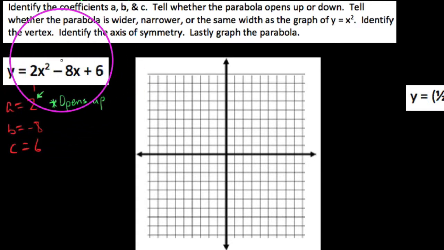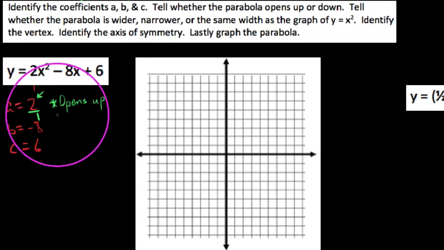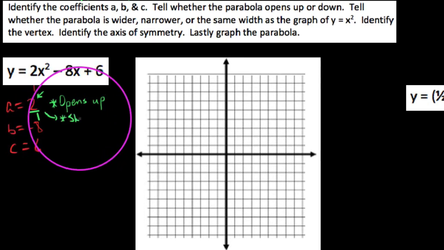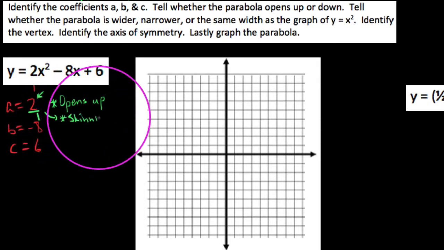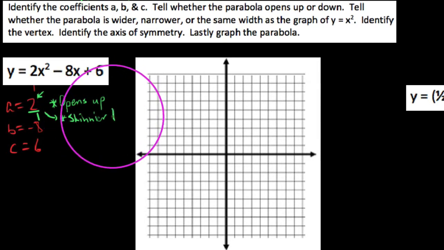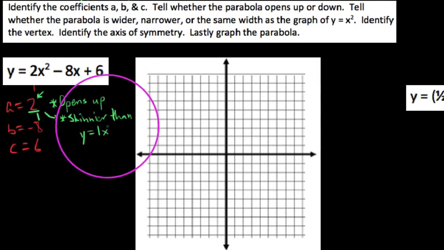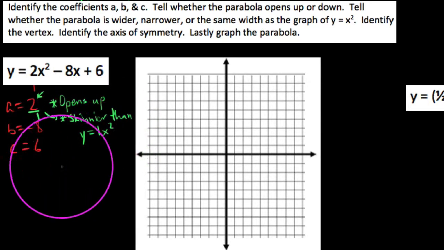We could also say whether it's wider or narrower, or the same width as y equals x squared. Well, here's the deal. If we put this a value over 1, we get 2 over 1. You notice the top is bigger than the bottom on this fraction, so it's improper. And improper essentially indicates that this graph is narrower or skinnier. So we say skinnier than, okay, we're comparing it to y equals 1x squared, or y equals x squared. So skinnier than this, okay?